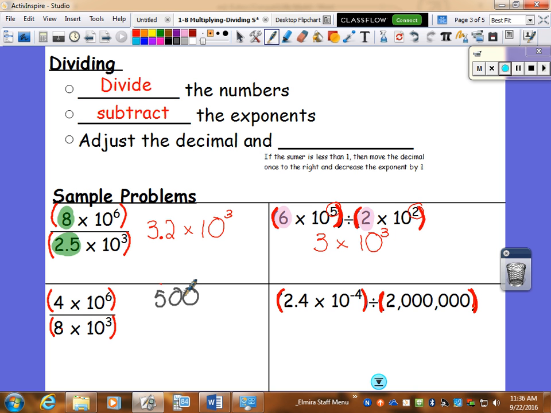Remember, the calculator is giving you answers unless they are really, really long numbers. The calculator is going to give you standard form by default. You are responsible for taking what's on the calculator and making it scientific notation. So that means putting a decimal after the first digit, 5 times 10 to the second power.